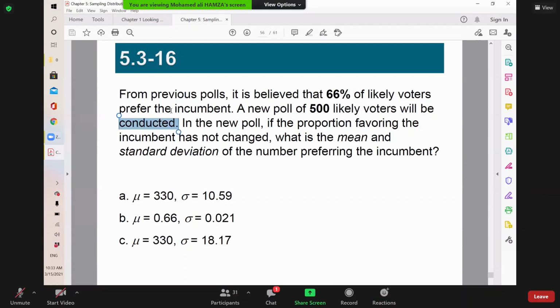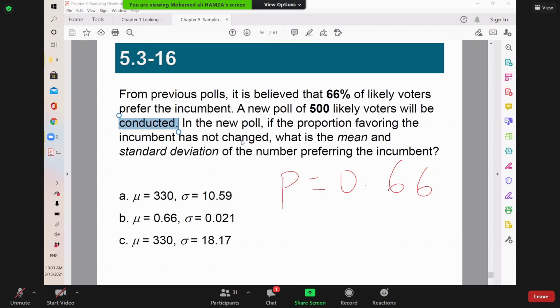Here, from previous polls, it is believed that 66% of likely voters prefer the incumbent. In the new poll, if the proportion has not changed, that means P is the same. That means here we have P is equal to 0.66, because based on the previous survey, we have P equal to 0.66. Here 66% choose the old candidate or something like that.